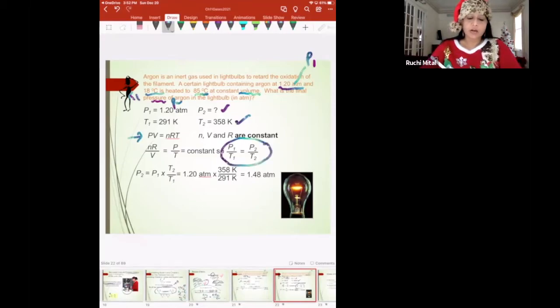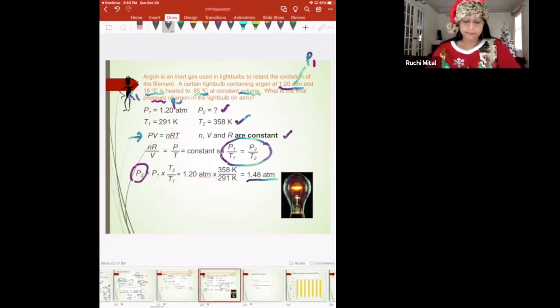This ideal gas law is given to you on the back of your formula sheet. And then you just plug in all the numbers, make sure you've converted degrees Celsius to Kelvin, and you will get your new pressure, which is P2. Many students make mistakes with manipulating this and coming up with that equation. So make sure you do that carefully.